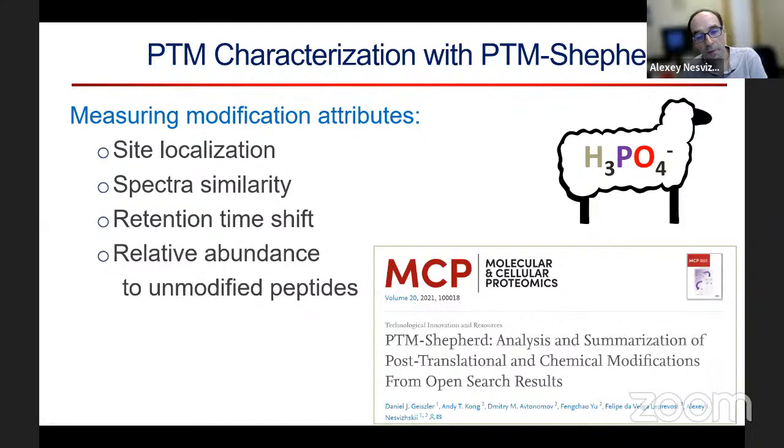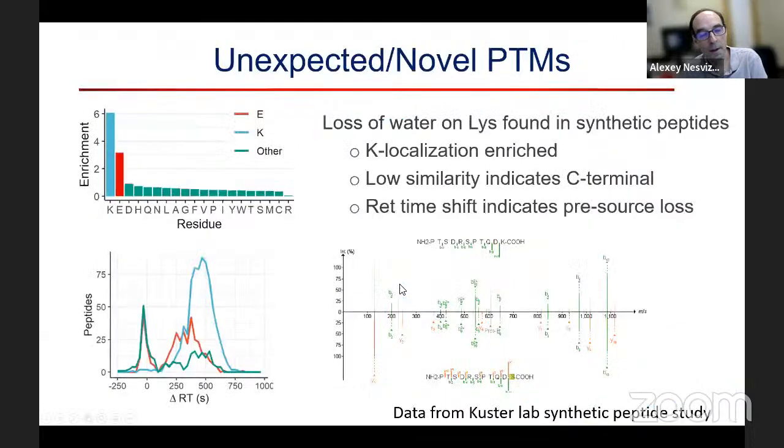A key tool for PTM analysis in FragPipe is PTM-Shepherd, that Dan Geiszler, a graduate student in the lab, developed and published in MCP less than a year ago. If you do PTM analysis, it will summarize the site localization properties for each mass shift, spectral similarity, and retention time shifts for each mass shift. It will summarize the abundance of peptides in modified form compared to the unmodified form. So I welcome you to go and check out this paper. You can find and characterize unexpected novel PTMs with MSFragger coupled with PTM-Shepherd.